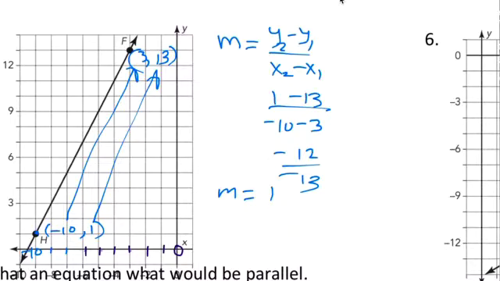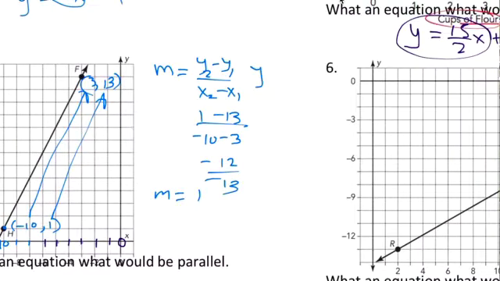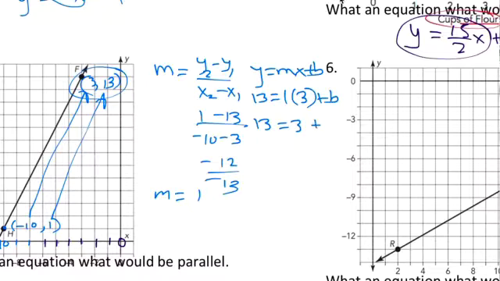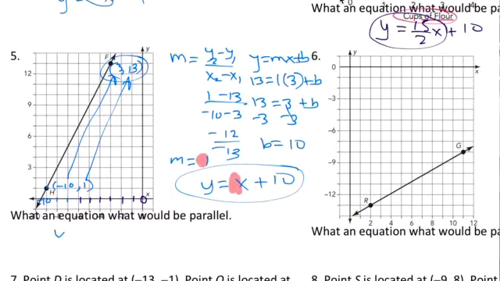So it's a positive 1, the slope. An equation of a line, you need to do y equals mx plus b. We'll use the positive numbers. 13 equals 1 times 3 plus b. So 13 equals 3 plus b, so b is 10 because you subtract 3. So the equation of the line is y equals x plus 10. Notice I made the 1 invisible. Okay? And then parallel lines, y equals 1x plus 1.